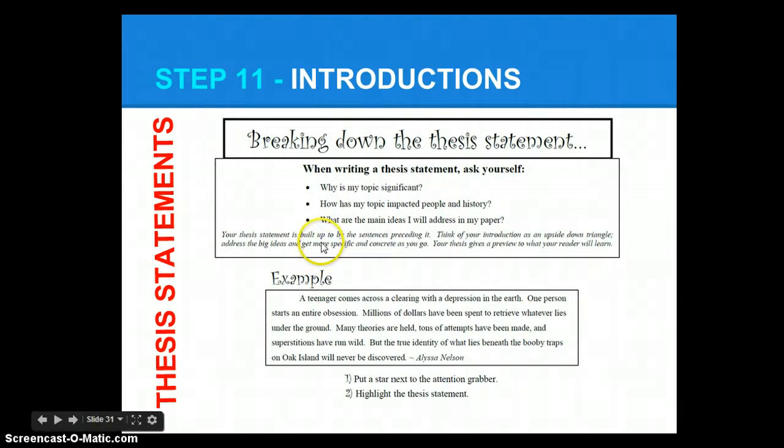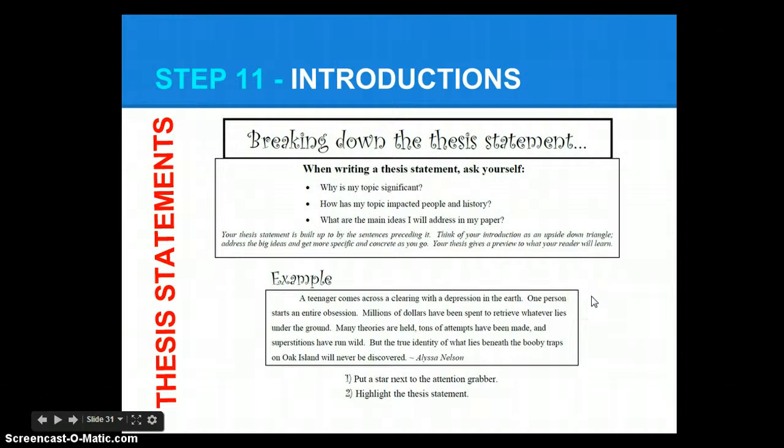So again, the thesis statement is built up by the sentences preceding it. So what you want to do is make sure that your attention grabber ties to your brief background information that ties to your thesis. So it's like an upside down funnel. You have broad information on the top that all relates to the more specific information that gets narrowed down towards the bottom. So think of an upside down triangle or a funnel. So again, the broad information goes more specific, but it all ties back together. And your thesis specifically shows you what the reader will learn.